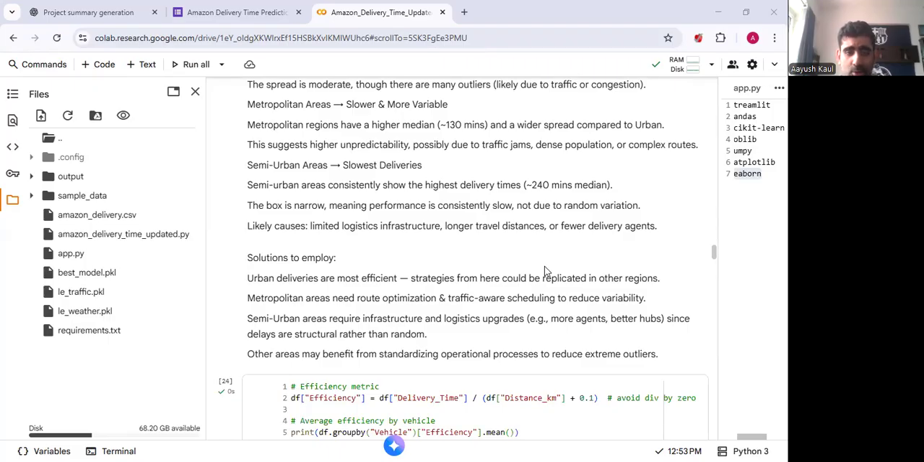The box, however, is narrow, which means performance is consistently slow, not due to random variation, which gives us an insight that the delay in deliveries in semi-urban areas is because of road issues and the lack of delivery centers near the customers, not because of agent issues. Because if it had been because of agent issues, then the spread would have been wider. But it is not wide, which means it's because of a permanent issue.